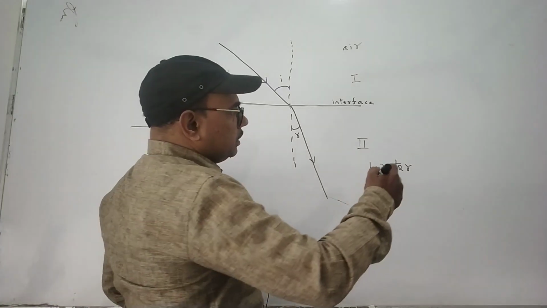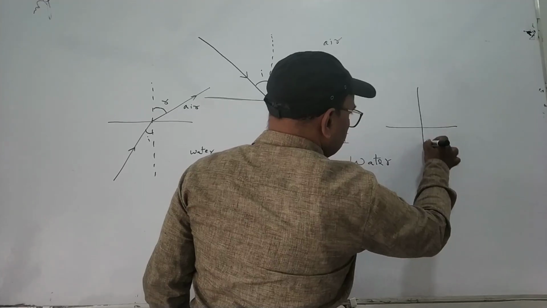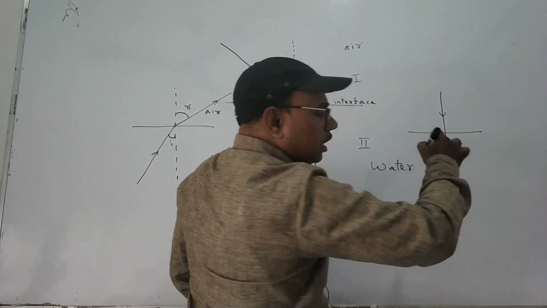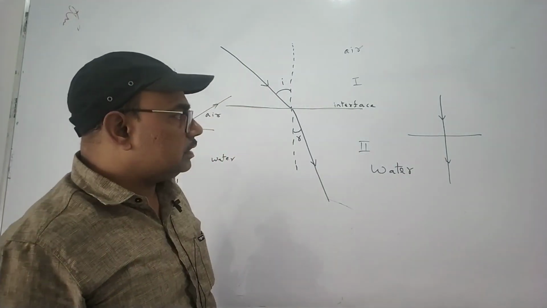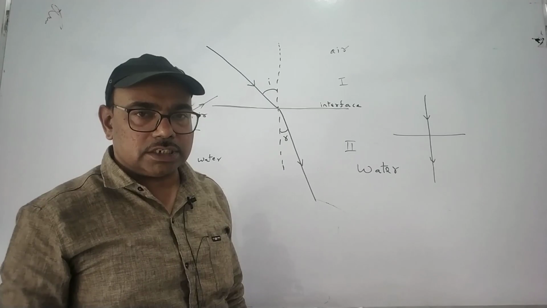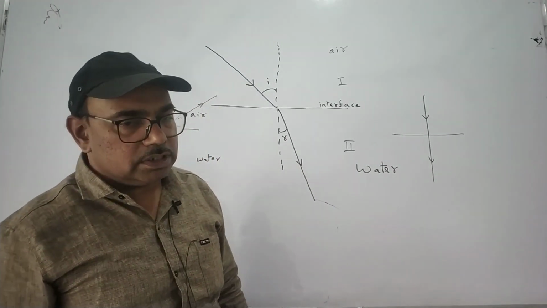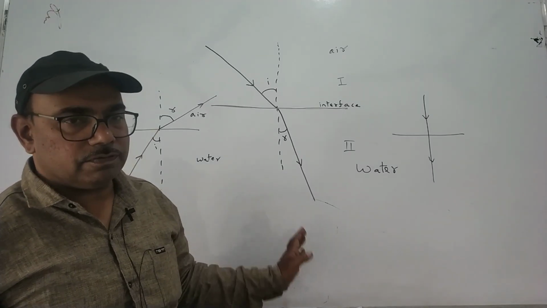The third type is when the incident ray passes through the normal itself. When the incident ray passes along the direction of the normal, neither deviation nor bending is observed. It goes straight into the second medium. So these are the different types of refraction, and the phenomenon is called refraction of light.